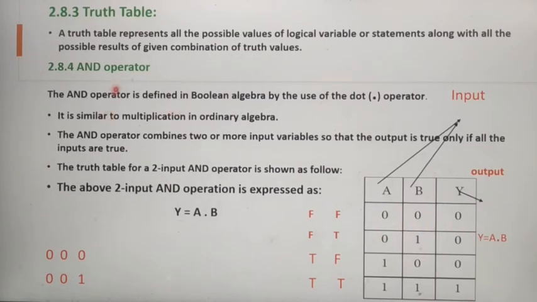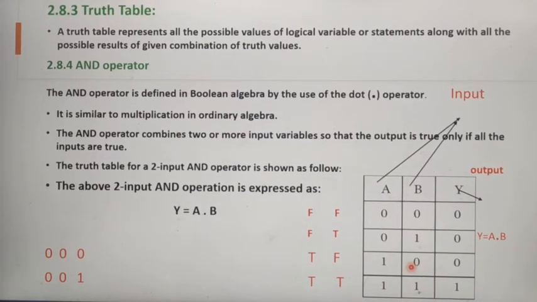First we can see about AND operator. Here the AND operator is defined in Boolean algebra by the use of dot operator. It is similar to multiplication in ordinary algebra. It is just like a multiplication. The AND operator combines 2 or more input variables so that the output is true only if all the inputs are true. Here we have used 2 input variables. Like that we can have more than 2 input variables also. If all the inputs are true, our output will be true. If any one of the inputs is false, our output will be false. That is given here. The output is true only if all the inputs are true.